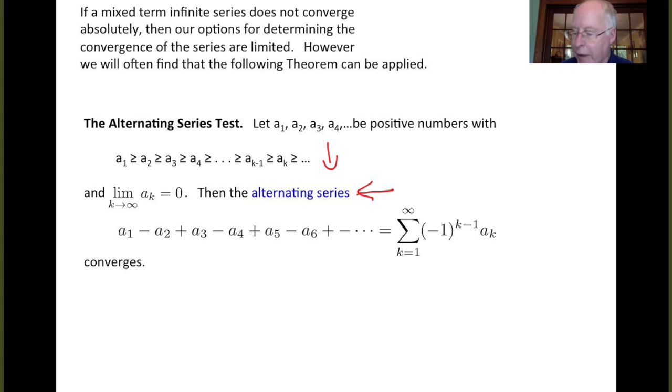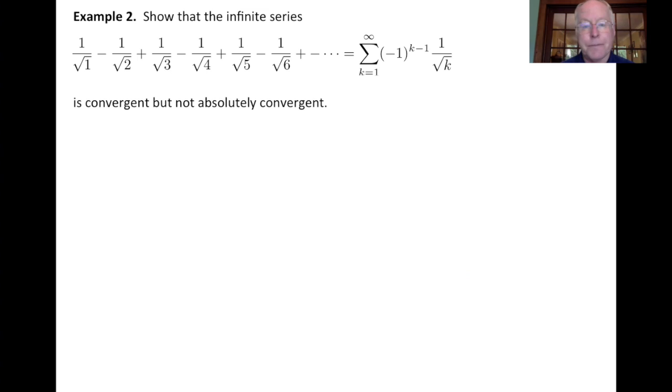If we have a series like that, then the so-called alternating series A1 minus A2 plus A3 minus A4, etc., converges. This is the alternating series test. So let's look at an example. Let's look at the infinite series 1 over square root of 1 minus 1 over square root of 2 plus 1 over square root of 3, etc. We're going to show that it is convergent, but not absolutely convergent.